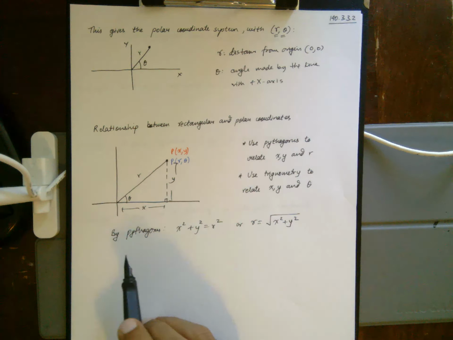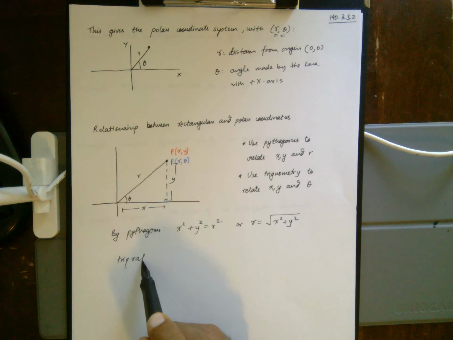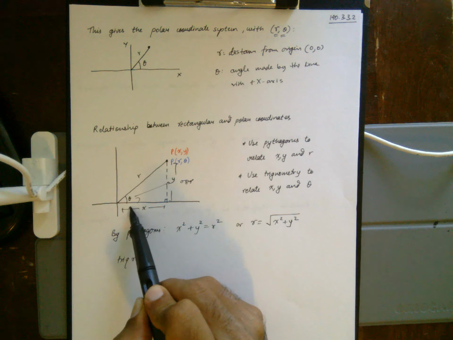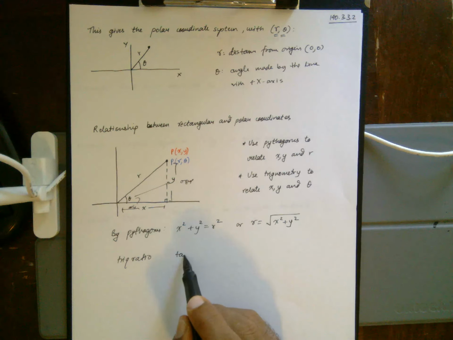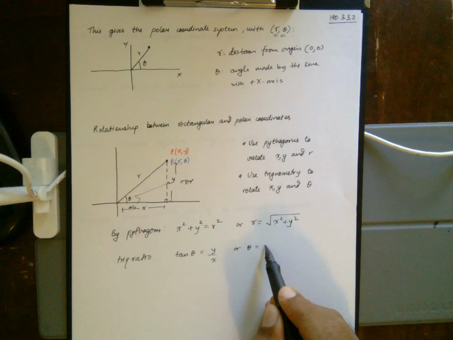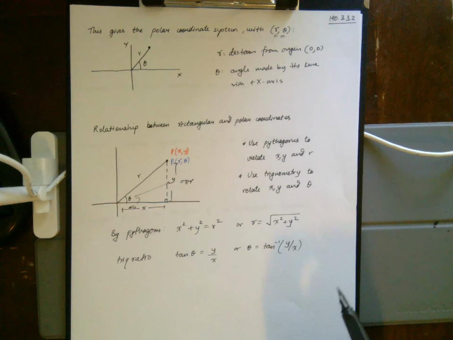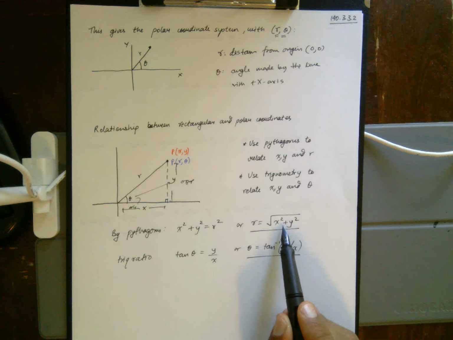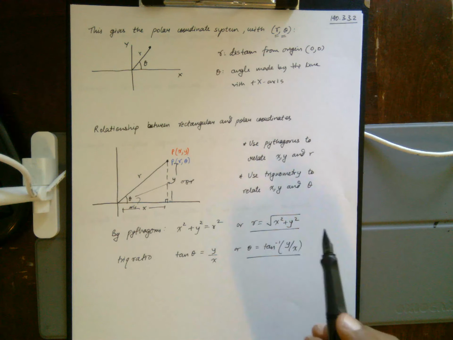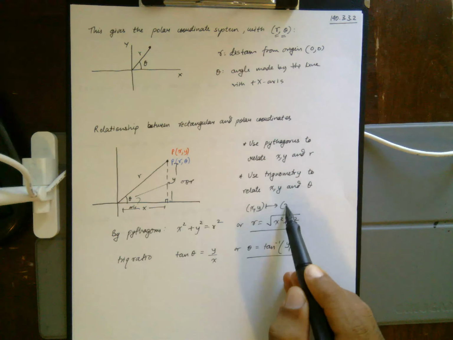The second one says use trigonometry to relate x and y. Using trig ratio, I notice that with respect to theta, this is opposite and this is adjacent. So I can say tan theta is y over x, or theta is tan inverse of y over x. So this gives me a way to go from rectangular to polar coordinates. So this is if I want to go from x, y to r, theta.